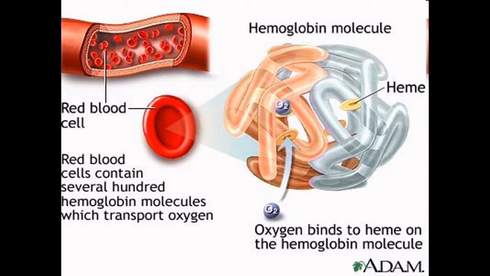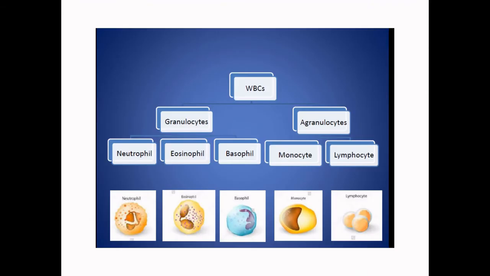Now we'll see more cells in the blood. As we have discussed earlier, WBCs, that is white blood corpuscles, are classified as granulocytes and agranulocytes. Neutrophil, eosinophil and basophil are the types of granulocytes, whereas monocytes and lymphocytes are the types of agranulocytes.